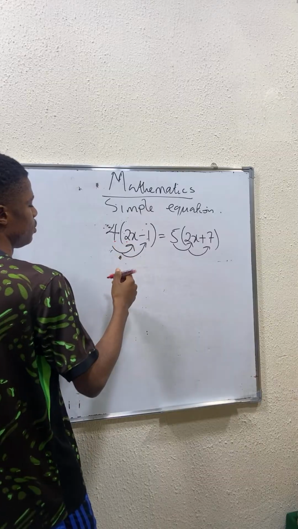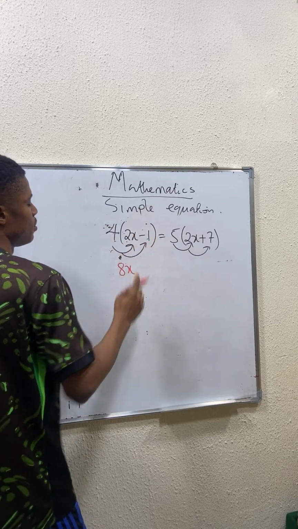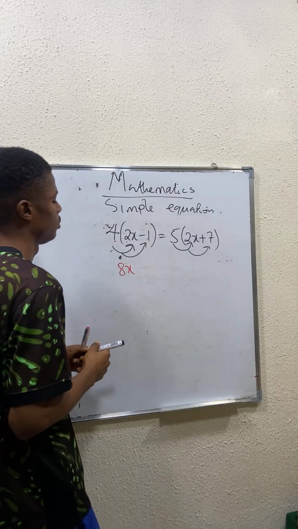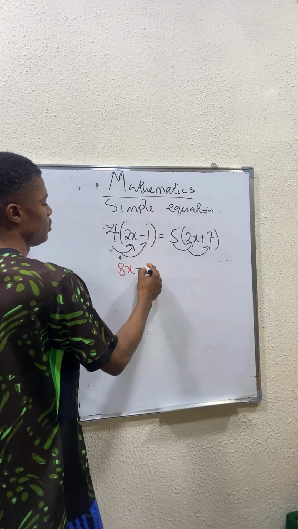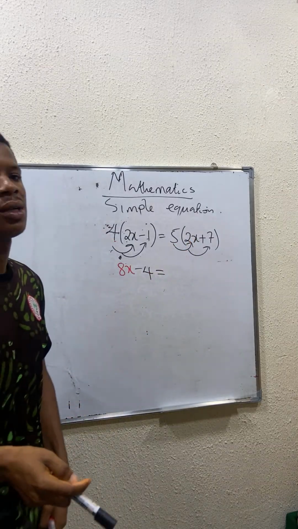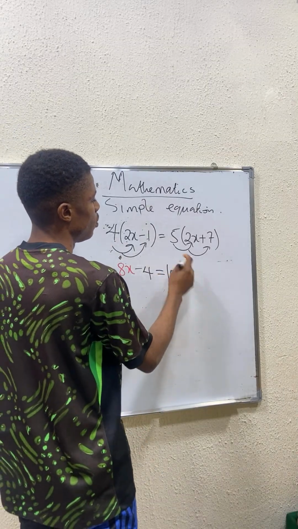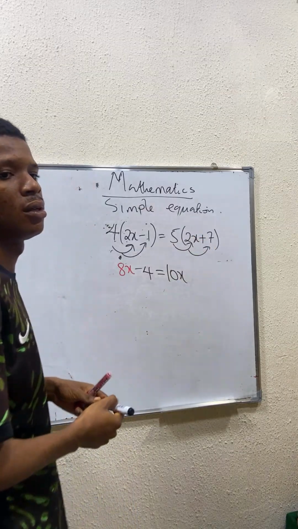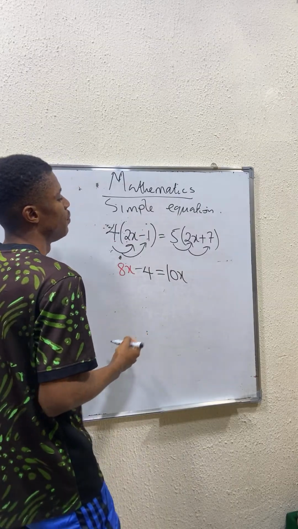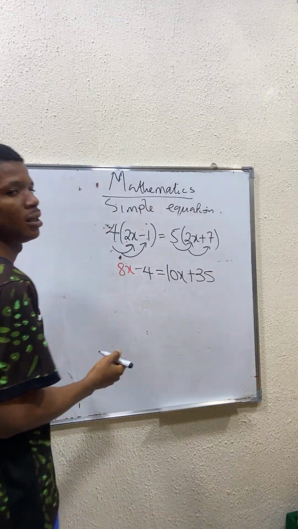So 4 times 2x is 8x. What is 4 times minus 1? Is it minus 4? 4 times minus 1 is minus 4. What is 5 times 2x? 10x. What is 5 times 7? 5 times 7 is 35. Oh, 35, my bad.